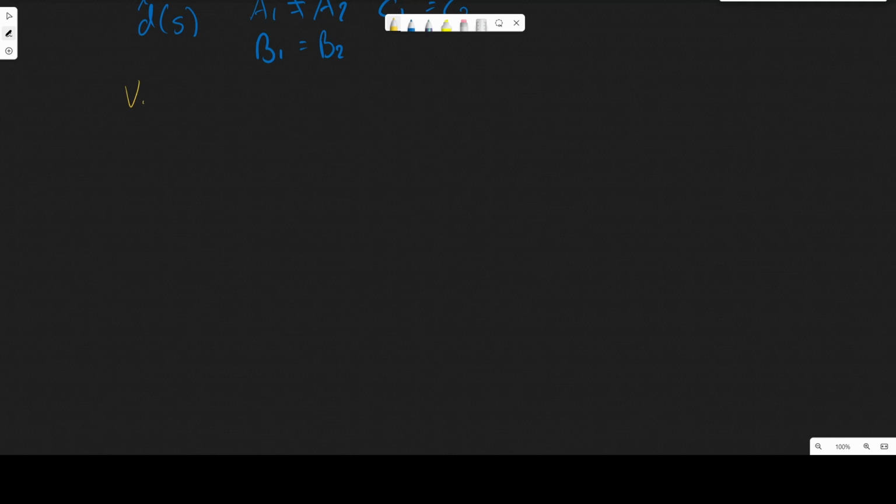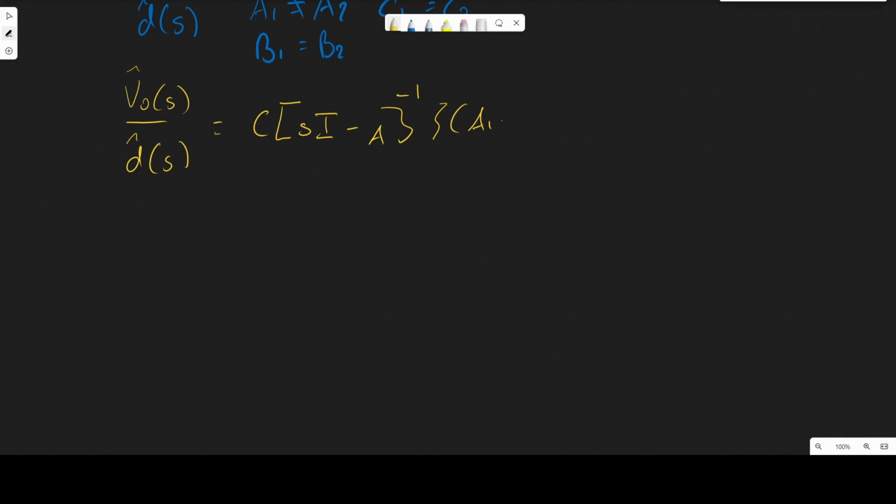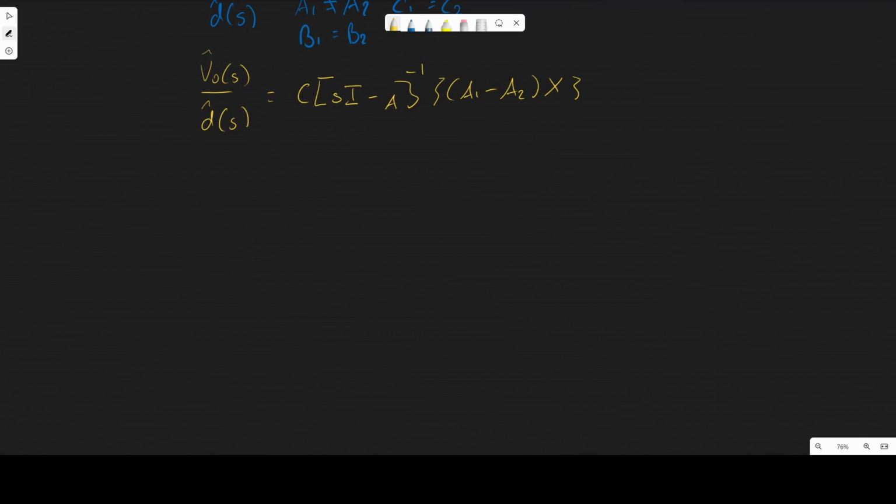V out hat over d hat is equal to C (sI minus A) inverse multiplied by (A1 minus A2) multiplied by X. And if we solve this, we obtain the transfer function in the Laplace domain. So what I'm going to do now is solve this equation quickly.